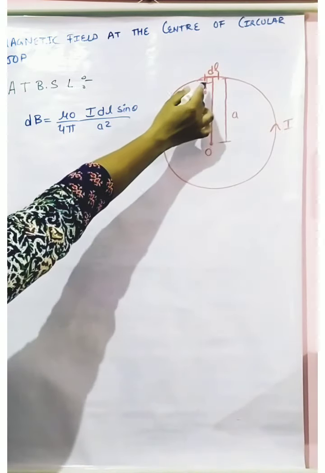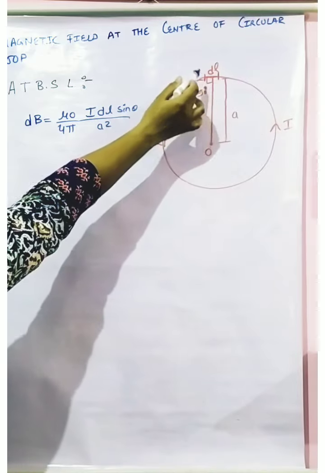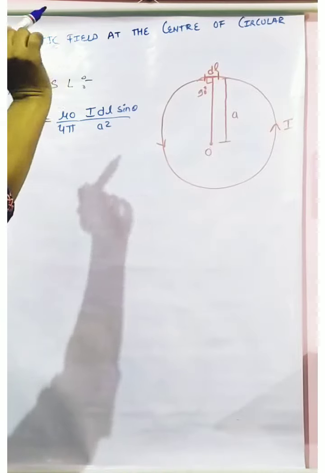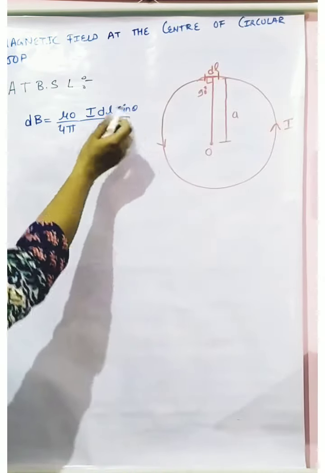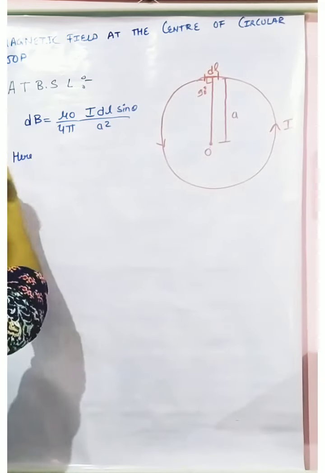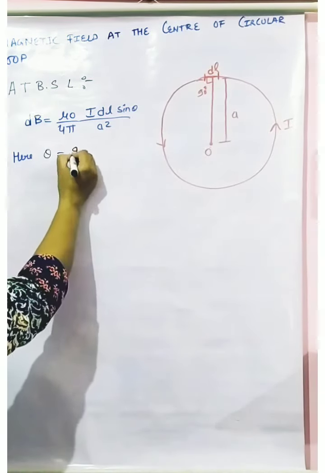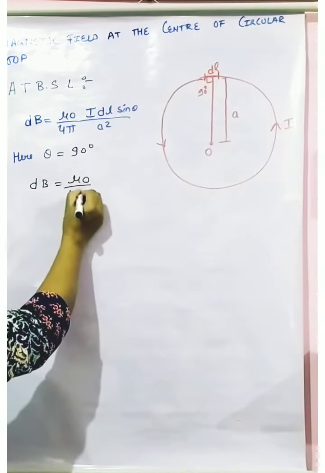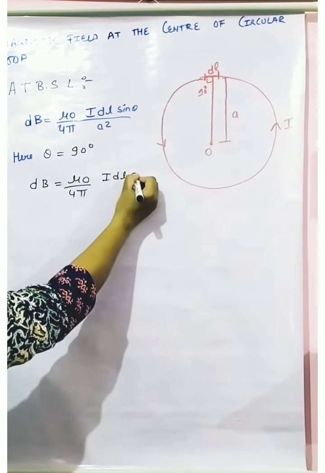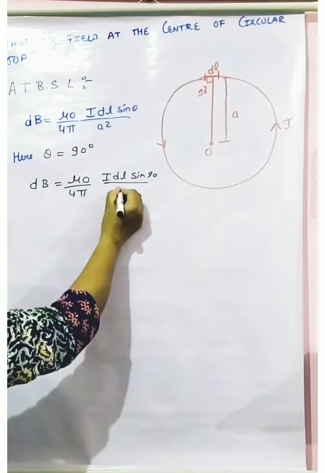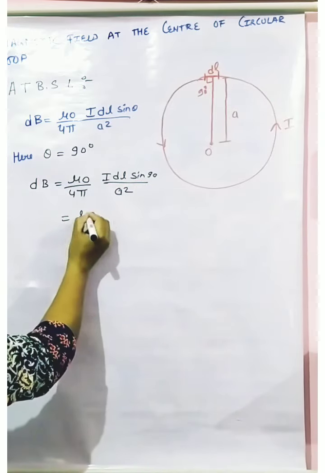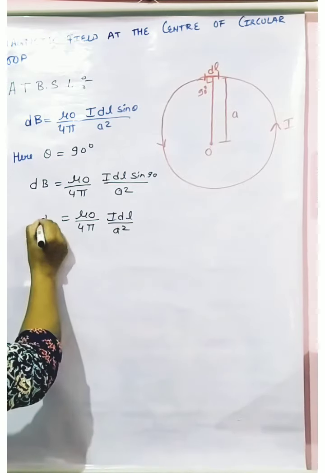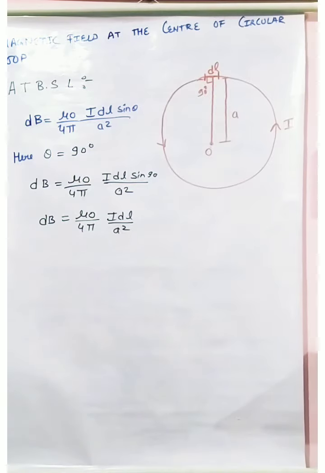Here you can see that theta is already given. Why? Because it's a circular loop, and from every point the dl, the current flows in the direction perpendicular to the magnetic field direction. So theta is already given, that is 90 degrees. So my dB will come as mu naught upon 4 pi I dl sine 90 degrees upon a square, so I have mu naught upon 4 pi I dl upon a square. This is my magnetic field because of the small element dl.